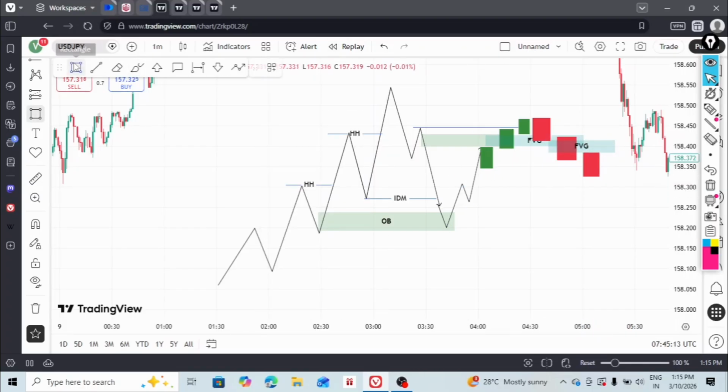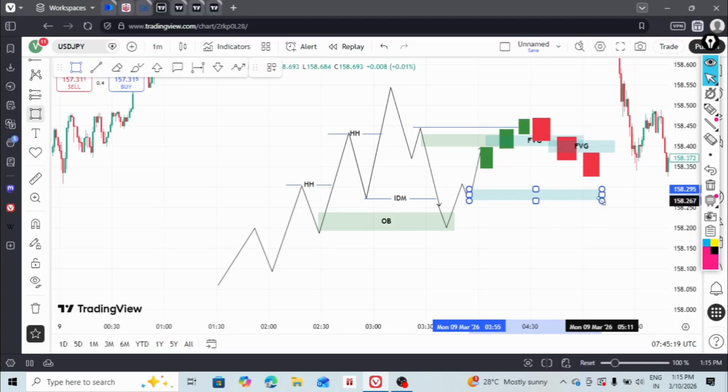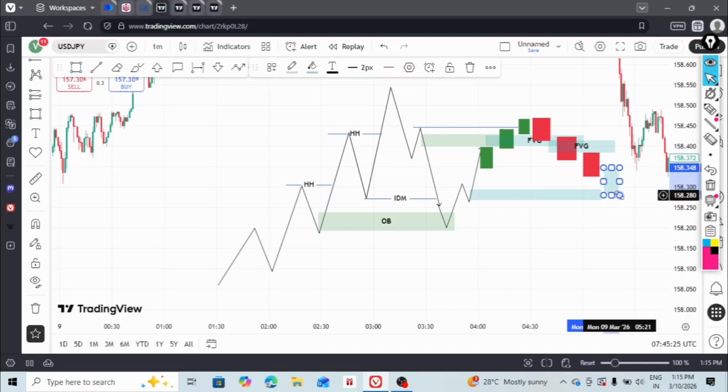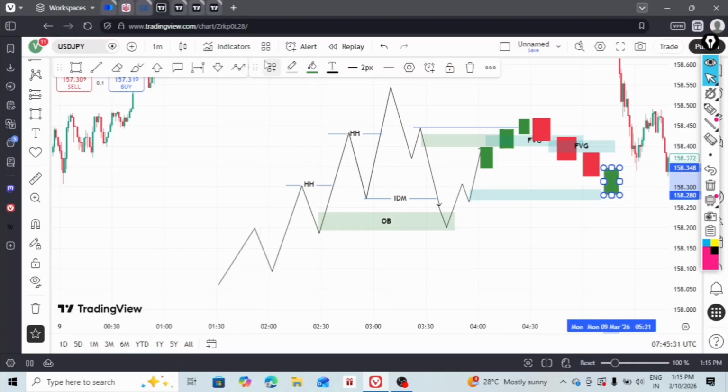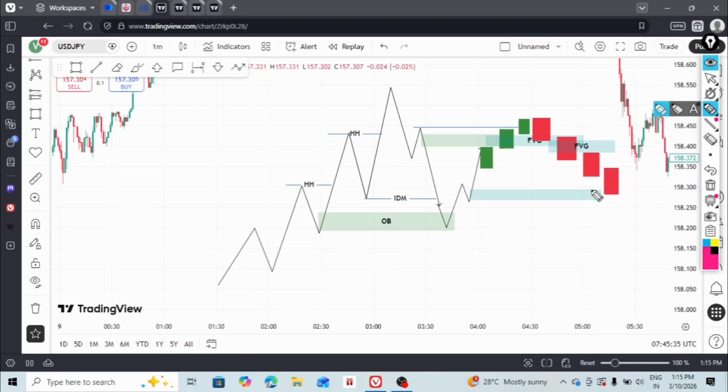Let's assume that there is also some bullish gap here. After reaching this bullish gap, if the market wants to move in the upper direction, then it should have created the bullish gap.